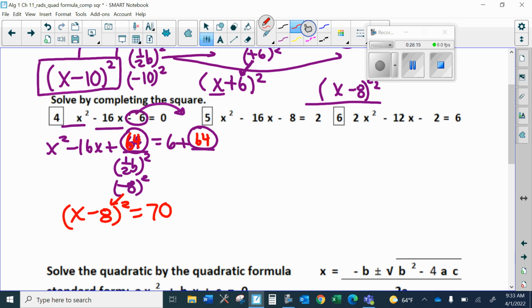Now I actually solve it. Remember we just did that in the last lesson. Okay, there's nothing to add, subtract, or cross because this is in parentheses. There's nothing to multiply or divide, so we're all the way up to the exponents. So we take the square root of both sides, and it's plus or minus. So I have x minus 8 equals plus or minus the square root of 70.